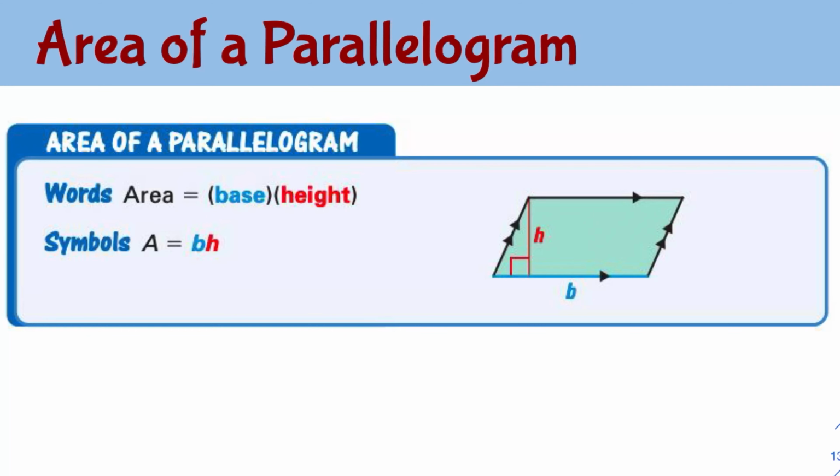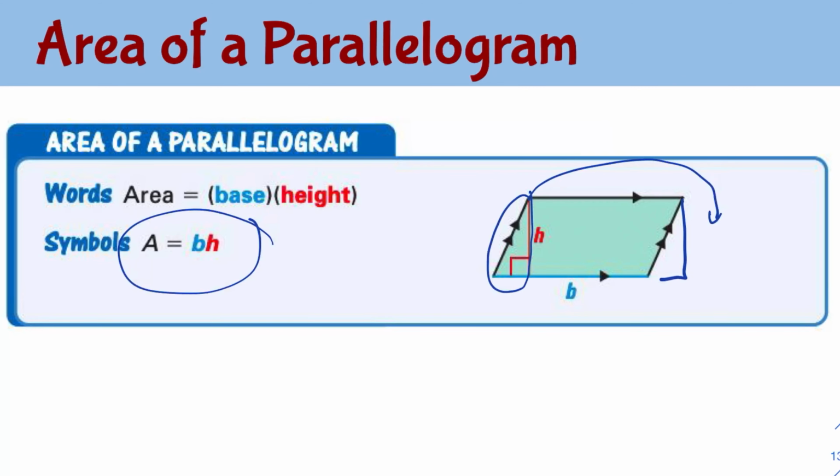The formula for the area of a parallelogram is the same as the formula for finding the area of a rectangle. Area is equal to base times the height. The reason for that is if we cut out this triangle on the left and move it to the right, then the new shape becomes a rectangle with the same length of base and the same length of height. So the formula for the area of a rectangle and parallelogram is the same. Area is equal to base times height.